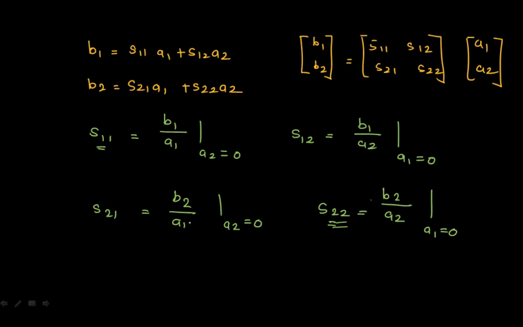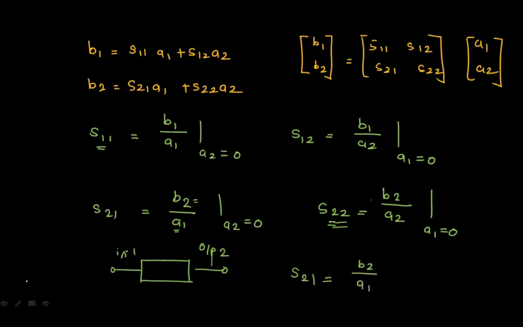What about S21? It is the ratio of B2 by A1. So whenever you are connecting this particular device, you just do one thing. You just give input to port number 1, okay? And you check the output at port number 2. Whenever you are giving input to port number 1 and checking the output at port number 2, it gives you the S21 coefficient, which is B2 by A1.